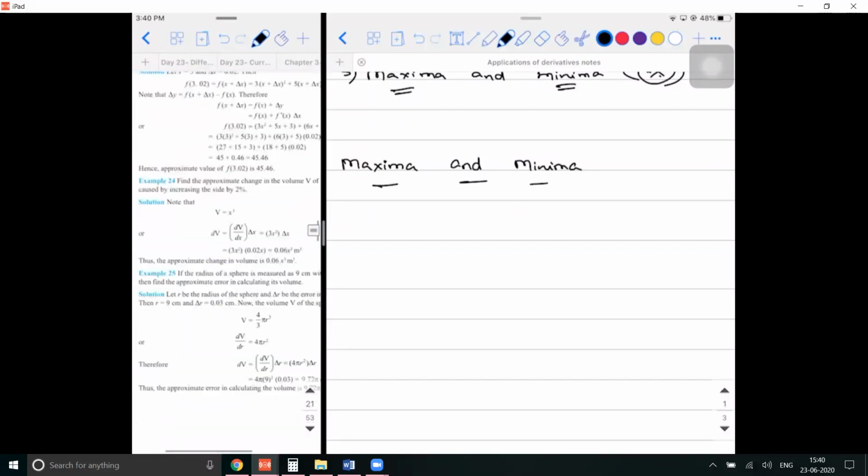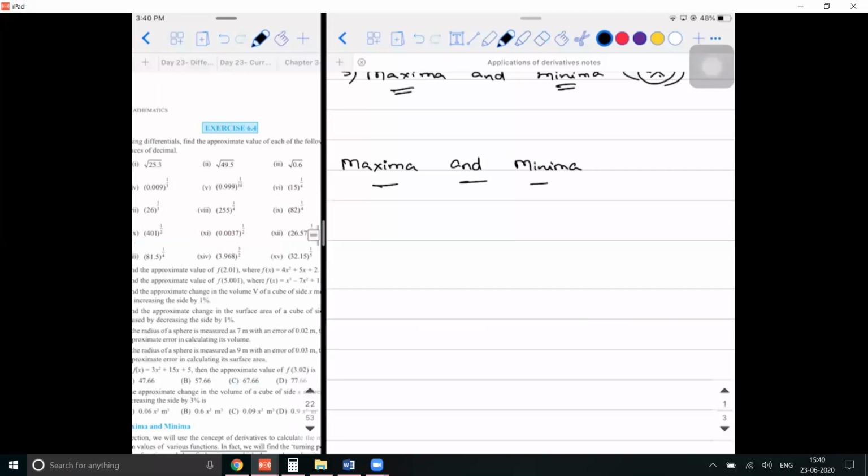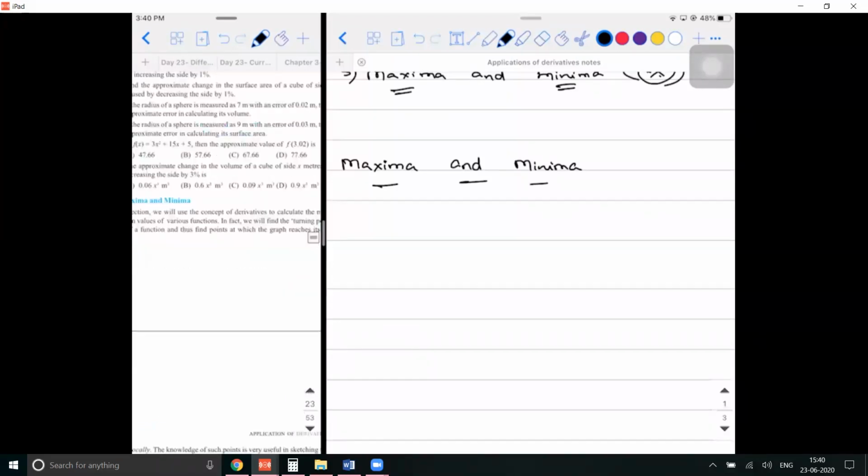Here I'm using the words maxima and minima. Maxima and minima of what? What do you mean by maxima? Maxima is the plural of maximum. Minima is the plural of minimum. So you're talking about maximum and minimum of what? Of the function. So maxima and minima of a function. If a particular function is given, in the domain of that function we need to find out what are all the points where the curve is attaining the maximum, and what are all the points where the curve is attaining the minimum.